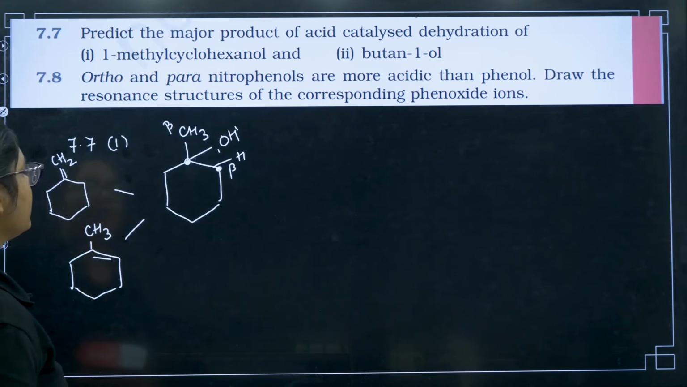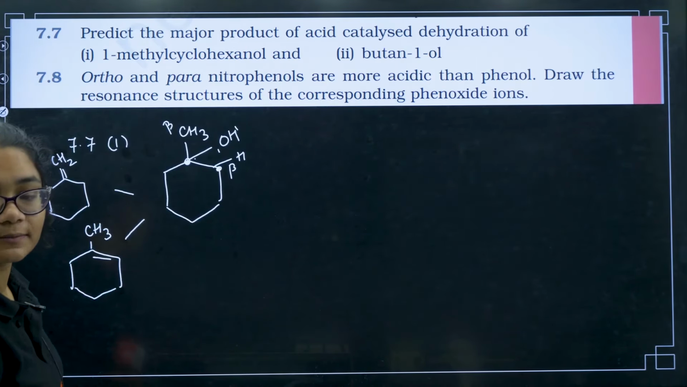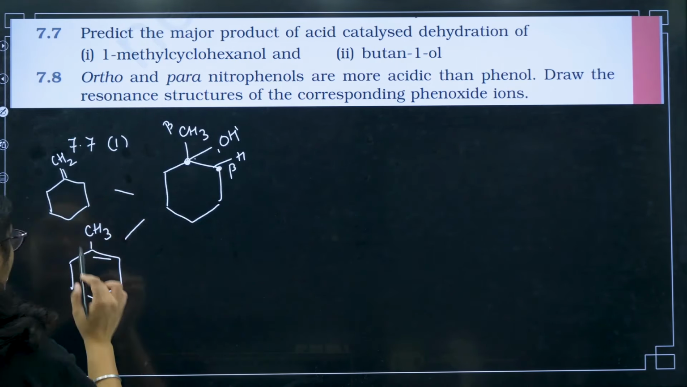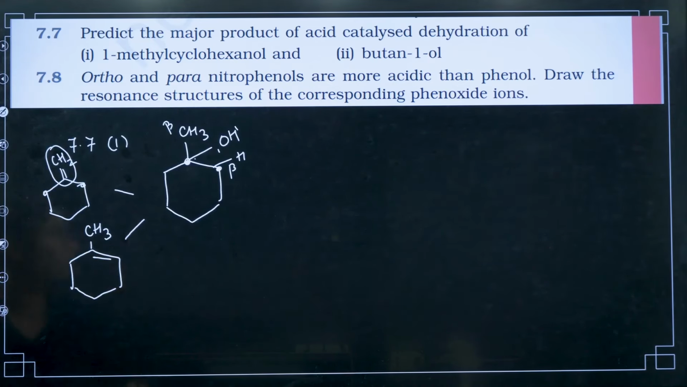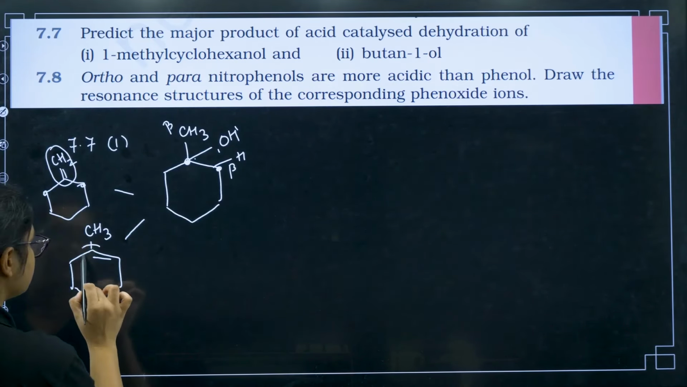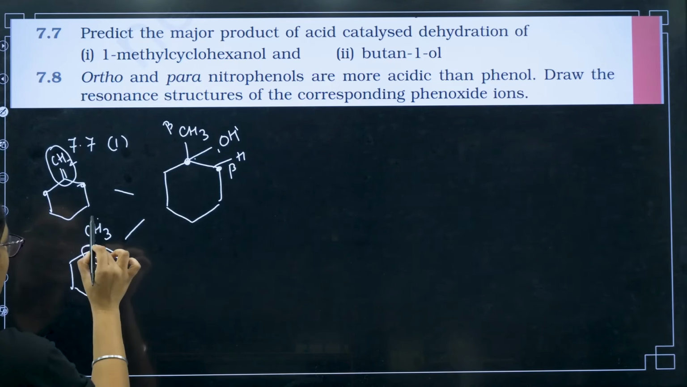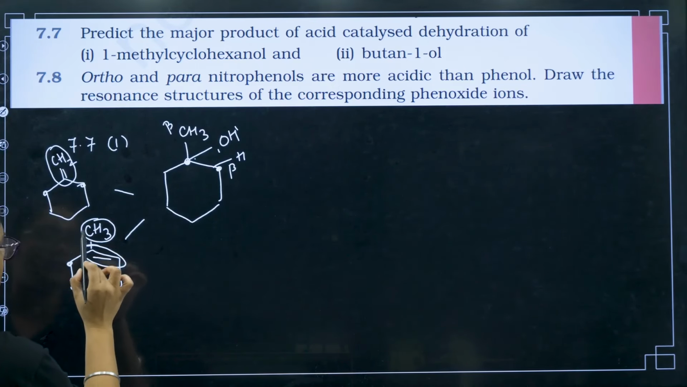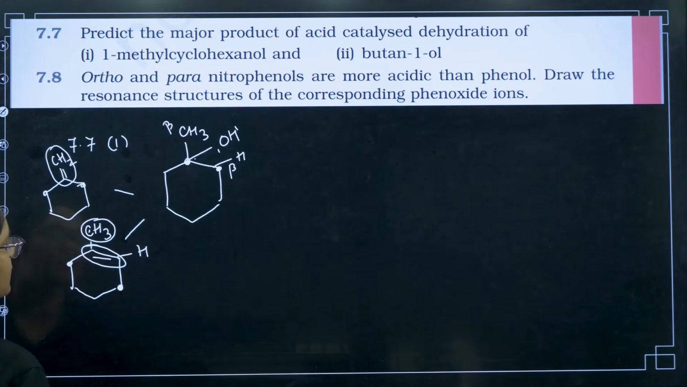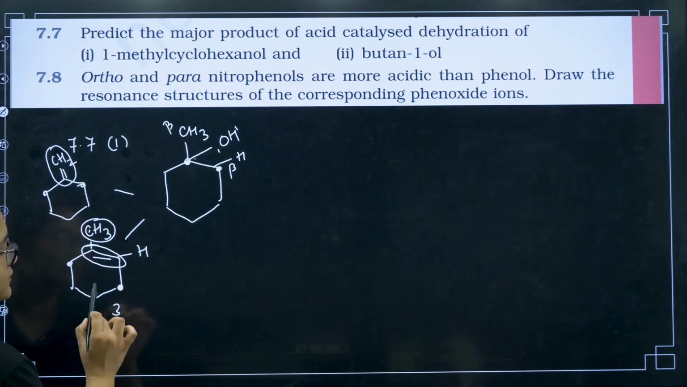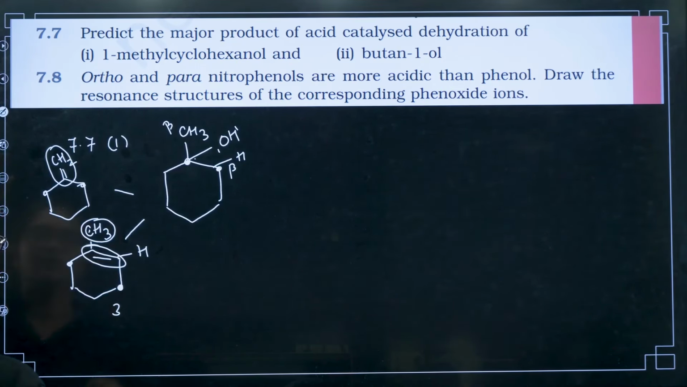Okay, now according to Saytzeff's rule, we have to see the more substituted alkene. Check around the double bond. Here we have 2 carbons around the double bond, right? Here you have 1 carbon, here we have 1 carbon, 1, 2, and to this side 1 carbon is attached, right? So total we have 3 carbons. So obviously this is the more substituted one, right?